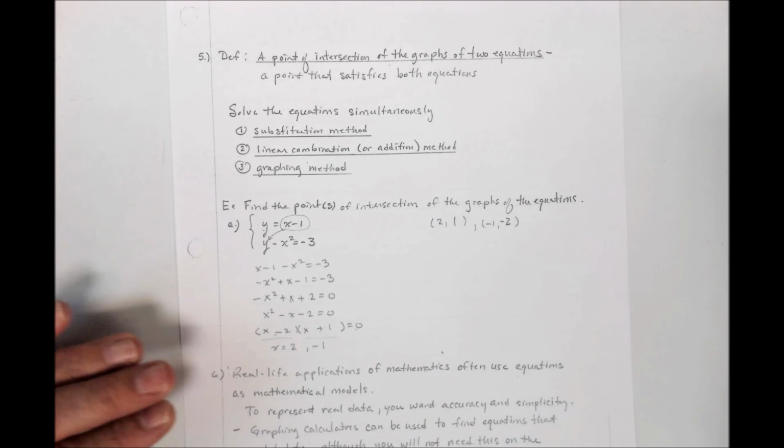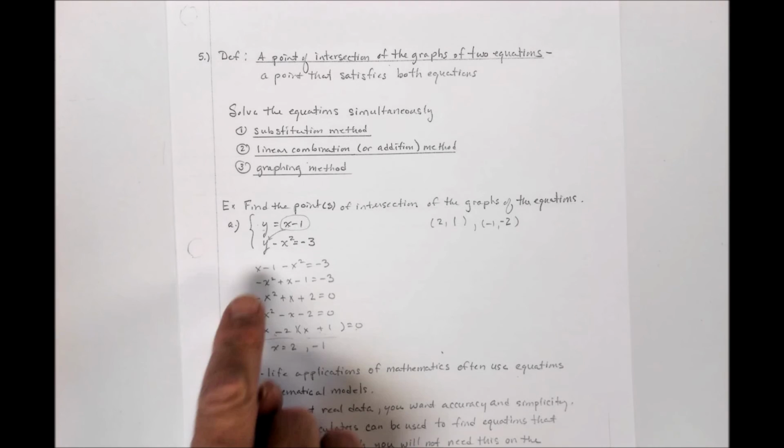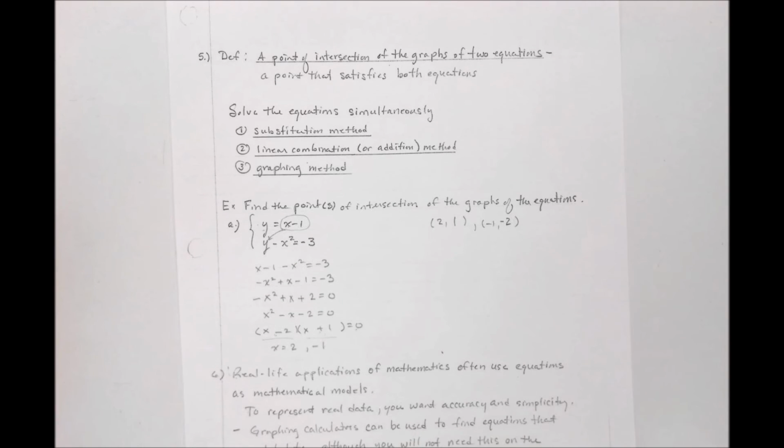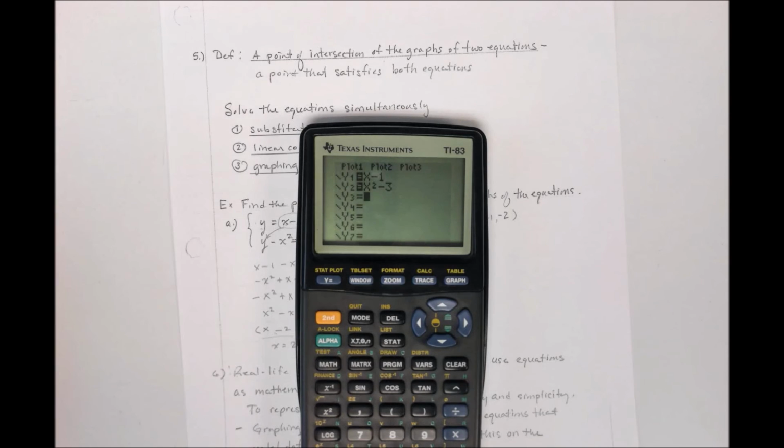Now, what would be a good check? Well, what would be a good check would be to go and graph these on, let's say, your graphing calculator here. So I'll graph x minus 1. And I'll graph, I would have to add x squared to both sides, I'm going to graph x squared minus 3. And it would look like this. And then I hit graph. There's the line. There's my parabola.